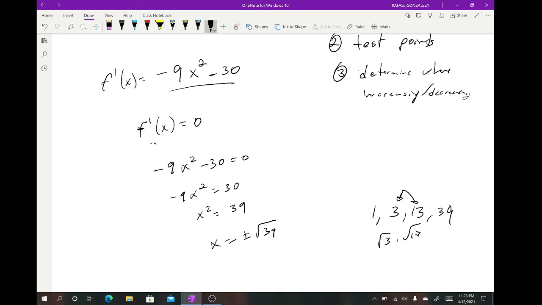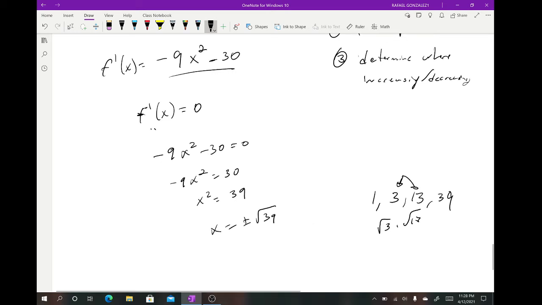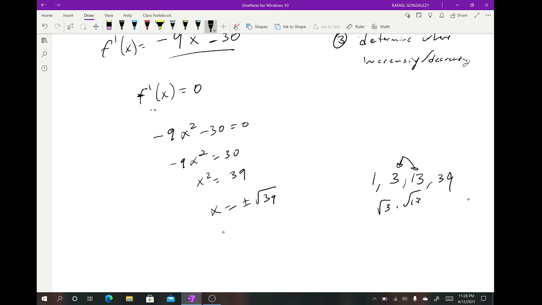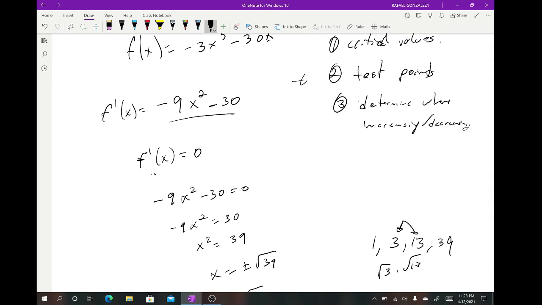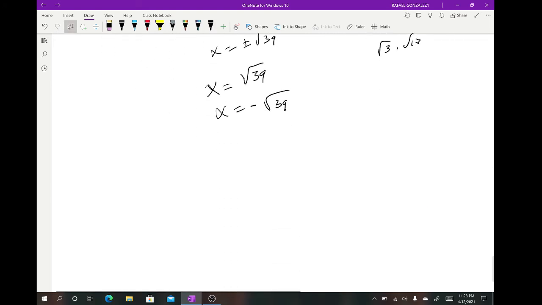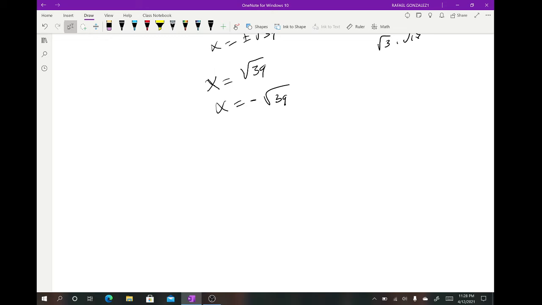Now, we have to be a little bit smart about this, because we have two radical numbers here. Remember, the plus or minus means that we have an x equal to plus radical 39, and another x equal to negative radical 39. And we have to find test points. Remember, you could do it more than one way. You could make a table, or you could do it the way that I was doing it last time, where I made a real number line.